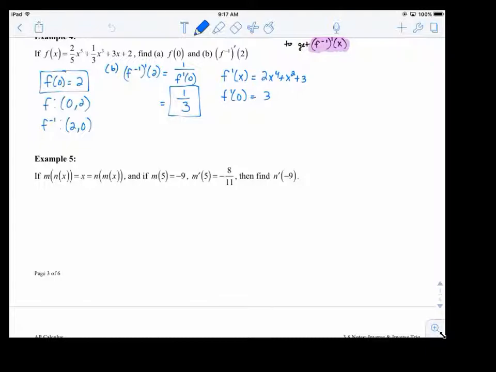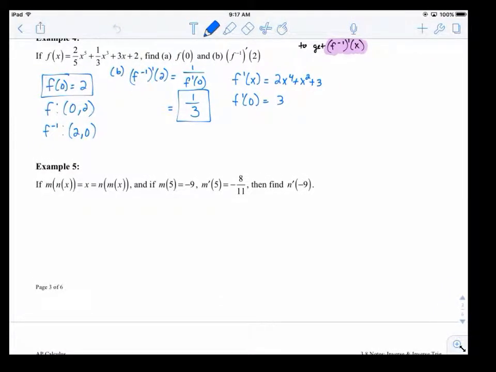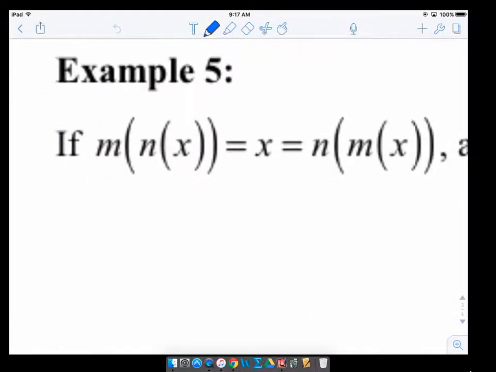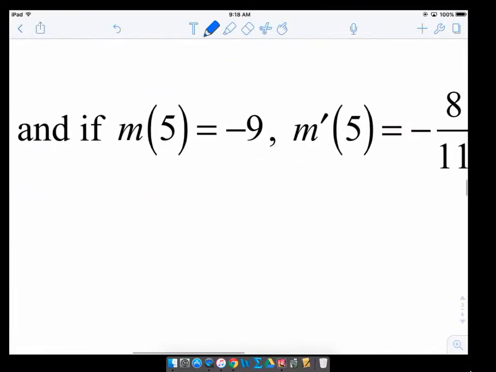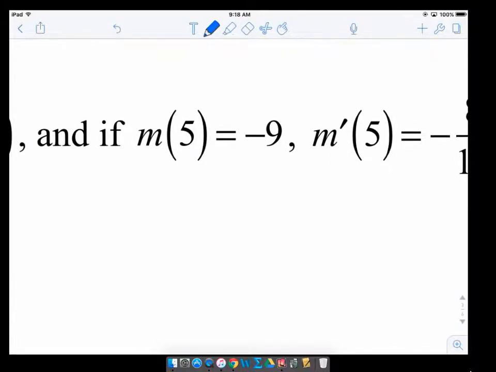All right, so we're number 5. All right, so what does that mean? Right. So M and N are inverses of one another. And it tells us that M of 5 is equal to N of negative 9. So what else do you know?